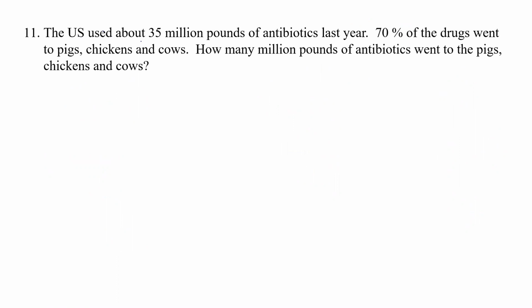So it says the US used about 35 million pounds of antibiotics last year. 70% of those drugs went to pigs, chickens, and cows. How many million pounds of antibiotics went to those? Chickens, pigs, and cows. Well, we're going to take the percent as a decimal, 0.7, times the total amount, 35. And again, we're going to leave off million pounds of antibiotics and just add that to the end as our answer. And that's equal to X.